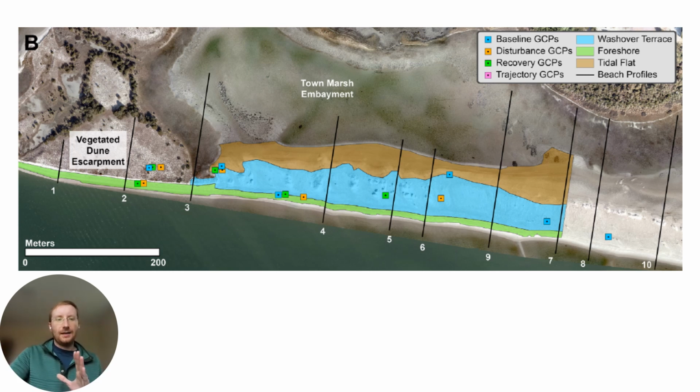So we've got this vegetated dune area and this very low-lying, low dune, sparser dune field. And we've labeled these into foreshore, washover terrace, and tidal flat areas that we're trying to track through time.